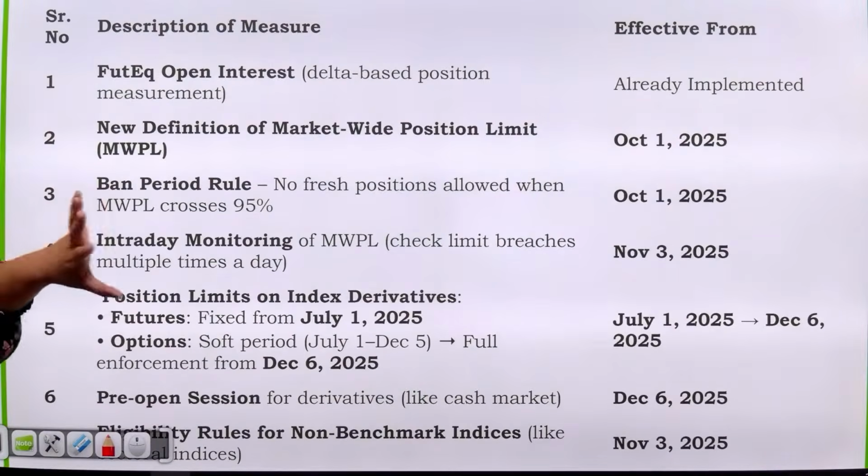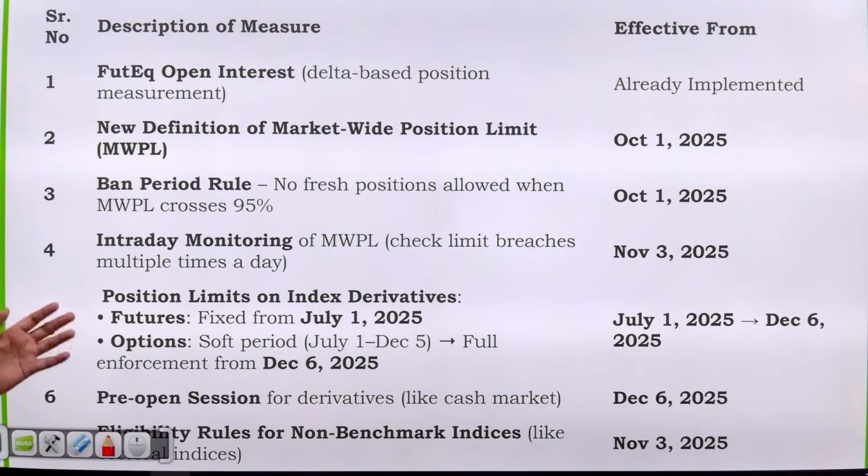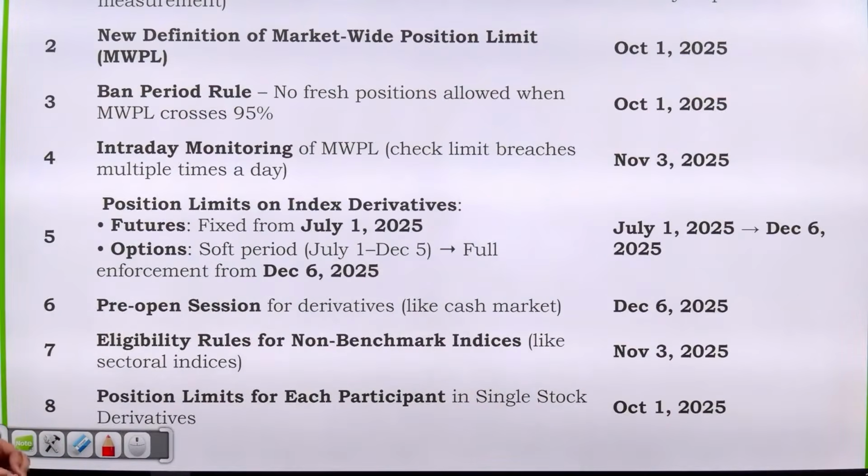The open interest directive is already implemented. The new definition of market wide position limit would be effective from October 1st. Ban period rule from October 1st. Intraday monitoring, that means 4+ times you have to check, that would start from November 3rd. Position limits for index derivatives would start from July 1st, 2025 and then a soft period would be given. Full enforcement will happen from December 6th.